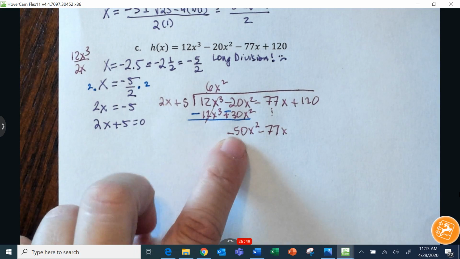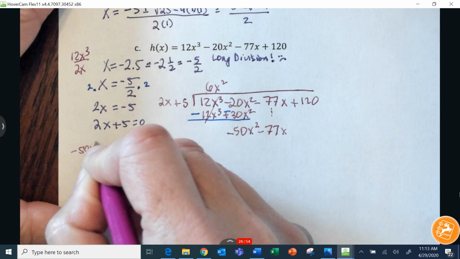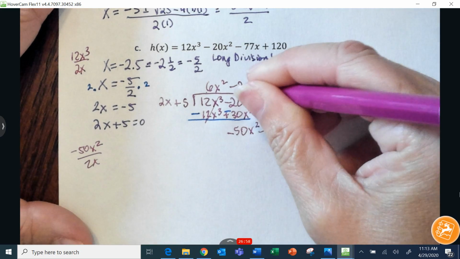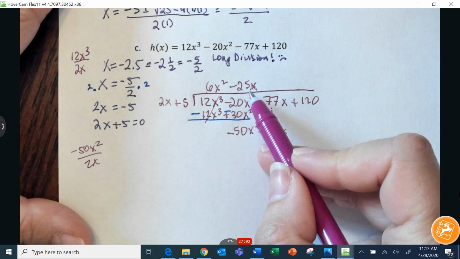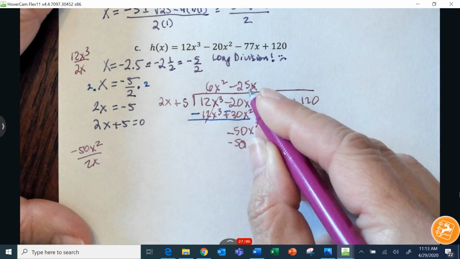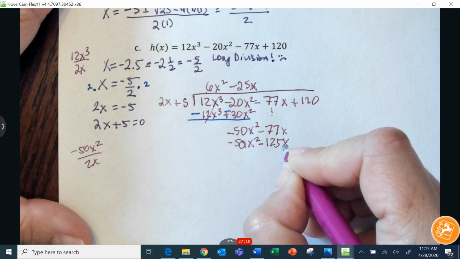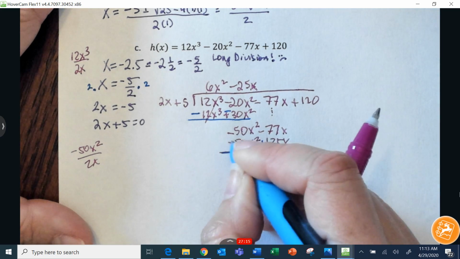So 2x goes into -50x squared. If you need to go off to the side, -50x squared divided by 2x, that's going to be -25x. And I'm going to distribute that. I get -50x squared, and then -125x. Draw the line, change the signs.